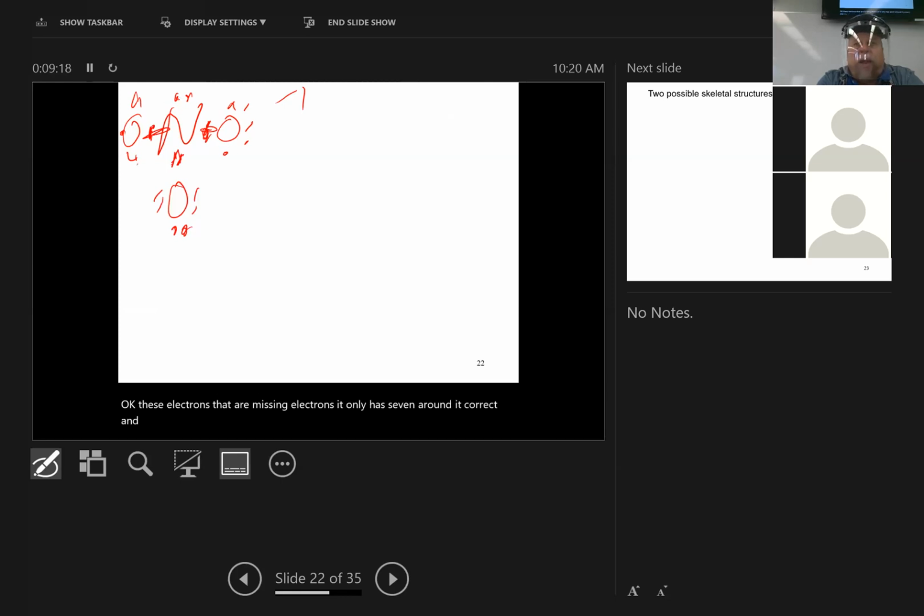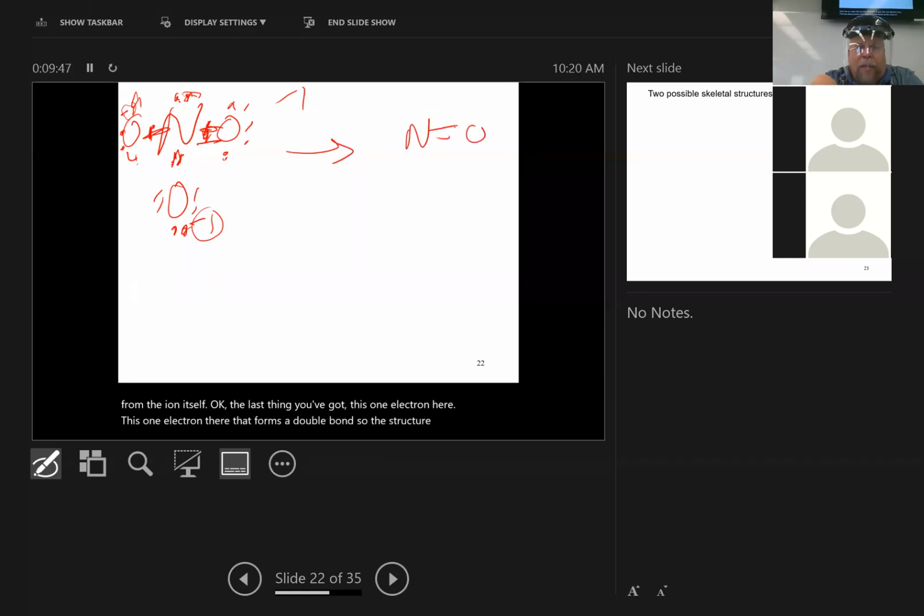So one of them is going to grab the extra electron from the nitrogen. So it'll go away from there and go over here to this. This now has a formal charge of -1. This has a formal charge of -1 because now they're using 1 electron. They got 1 extra electron either from the nitrogen or from the ion itself. Okay. The last thing, you've got this 1 electron here, this 1 electron there. That forms a double bond. So the structure looks like this.